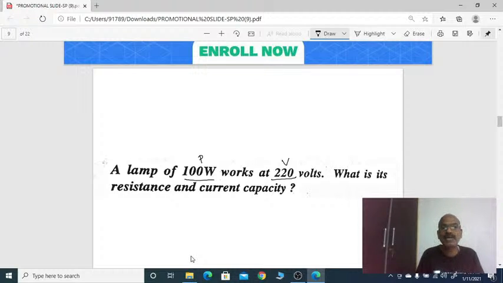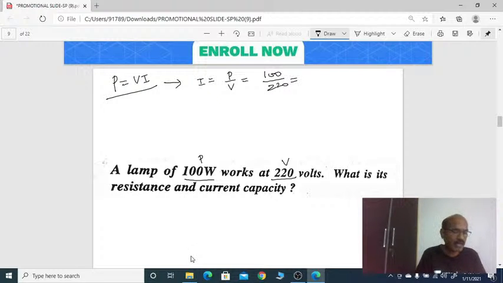See the relation, P and V are given. What is the current? We know power equals V into I. From that we find current equals P by V. Both are given: 100 by 220. You will get 0.455 ampere. Current over.